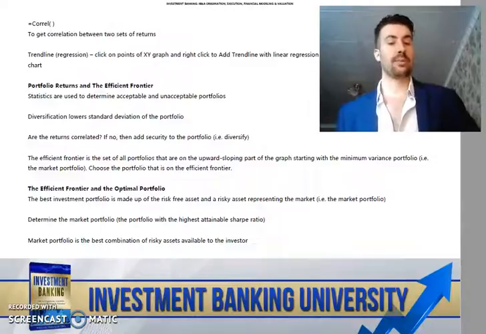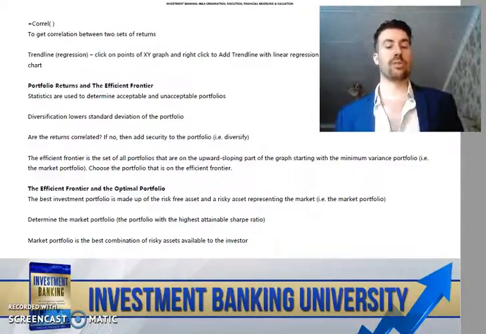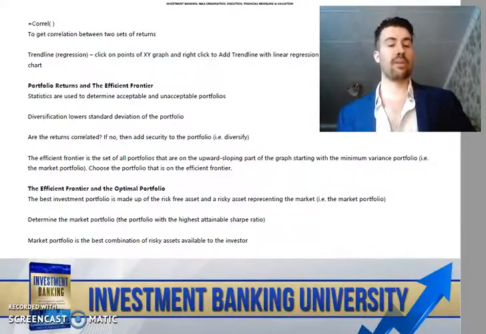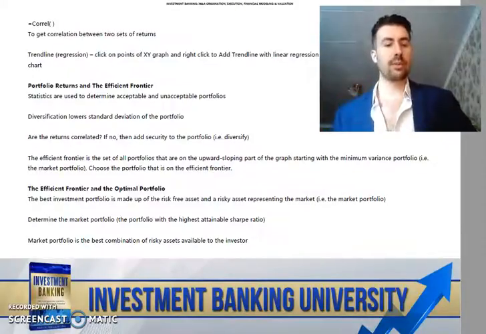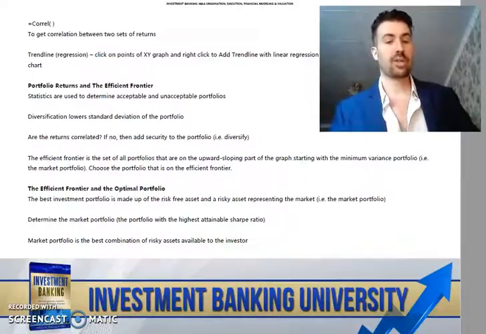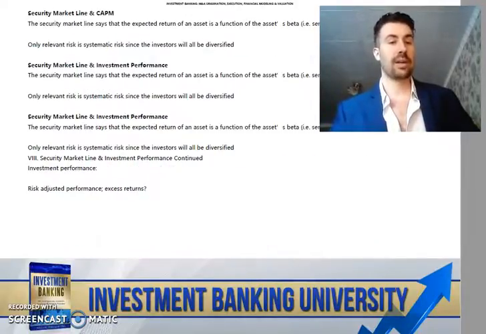The best investment portfolio is made up of the risk-free asset and a risky asset representing the market, i.e. the market portfolio. We determine the market portfolio as the portfolio with the highest attainable Sharpe ratio. The market portfolio is the best combination of risky assets available to the investor.